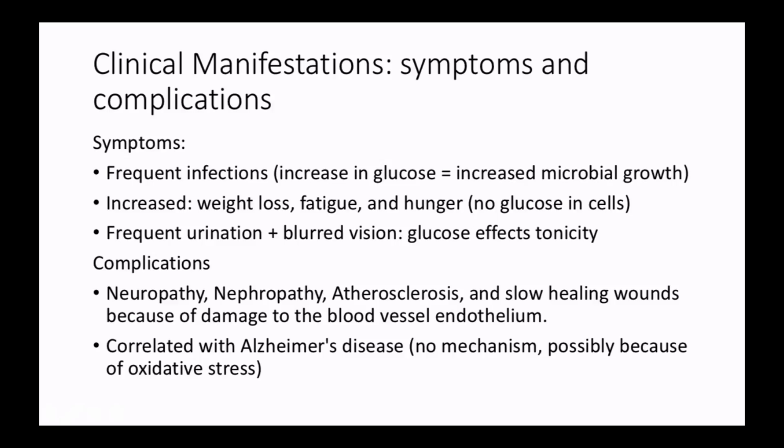Some of the complications that can arise from this are not just because of what we talked about at the top, but also really tie back to the pathophysiology, mostly about glucose being a reducing sugar. So we're going to have neuropathy, nephropathy, so we're going to damage the nerves, we're going to damage the kidneys, we're going to start having atherosclerosis, hardening of the arteries, and very slow healing wounds. All of this is because of damage done to the blood vessel endothelium, which is the whole part of glucose being a reducing sugar, and then many other parts of the pathophysiology that I previously mentioned.